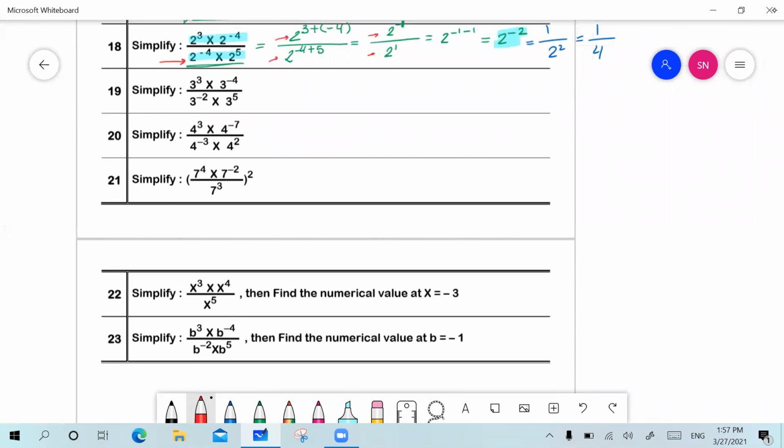Let's go now for number 19. 3 to the power of 3 times 3 to the power of negative 4 over 3 to the power of negative 2 times 3 to the power of 5. Aya.